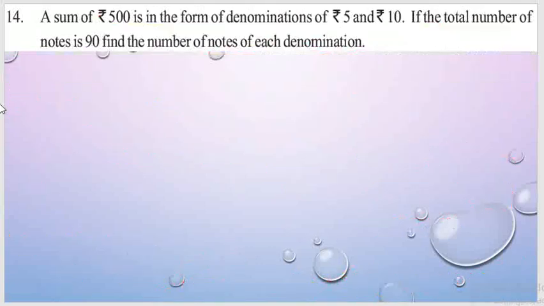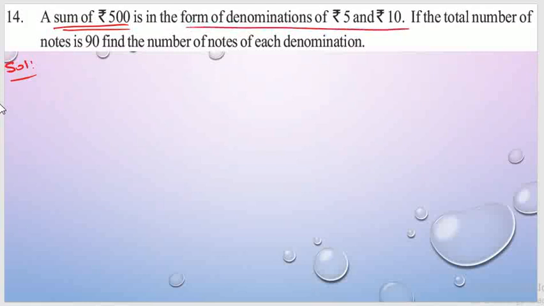It is nothing but the same as the previous question, but here we are going to have denominations. A sum of 500 rupees, that means the total amount is 500 rupees, in the form of denominations of 5 rupees and 10 rupees. And if the total number of notes is 90, then we need to find out the number of notes of each denomination.